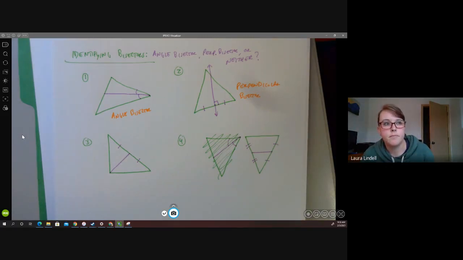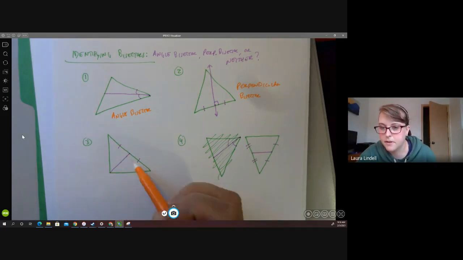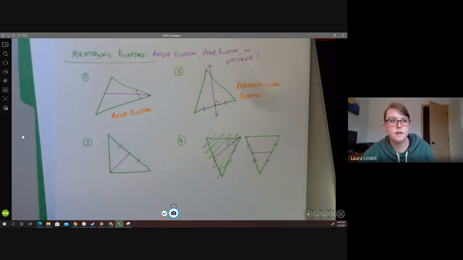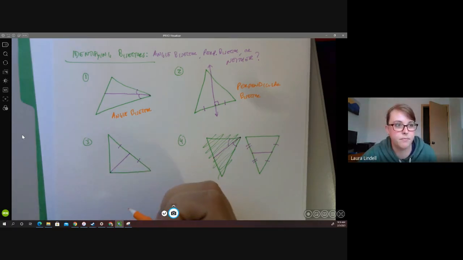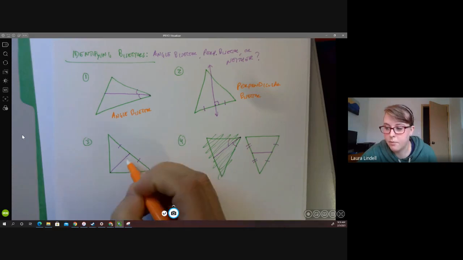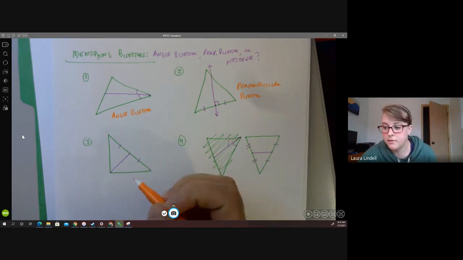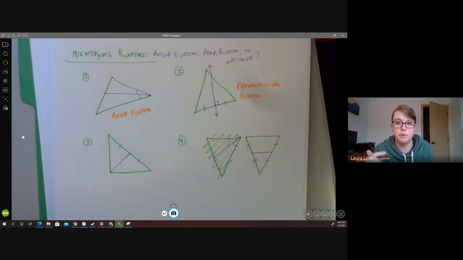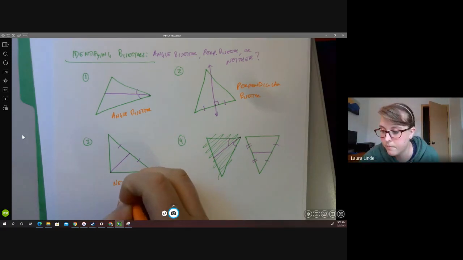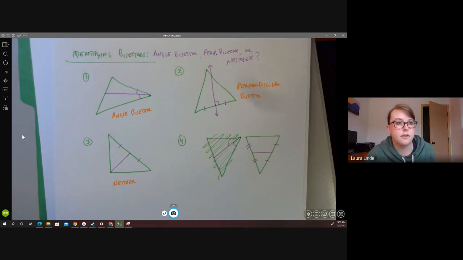All right. How about this one? What do we think? Is it an angle bisector? You're right, Marissa. This one is neither. Because it's not cutting the angle in half, and it's not perpendicular to anything. So this one, although it bisects this side over here, it's not an angle bisector, it's not a perpendicular bisector. So this one would be neither. It's actually a median, but we'll get to those later on.